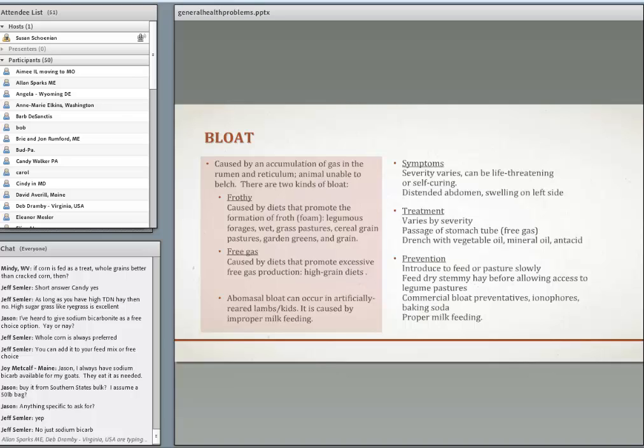There are also products that you can feed as preventatives. There are different commercial products. Again, the ionophores, the Rumensin, the Bovatec, the baking soda, all of those are good.